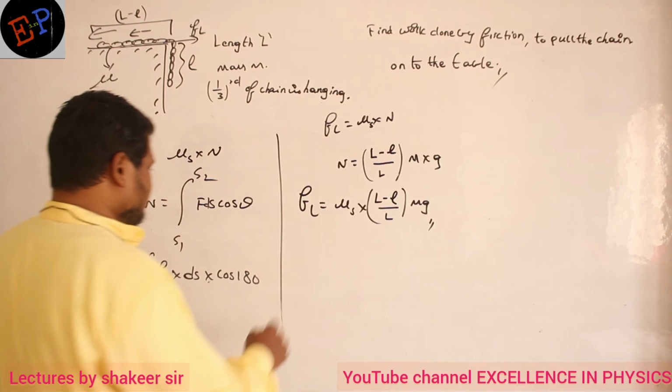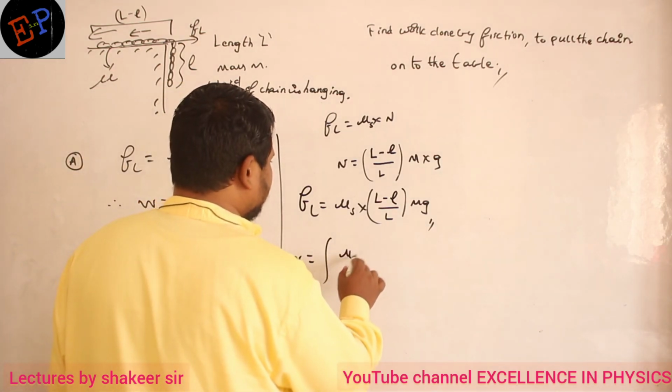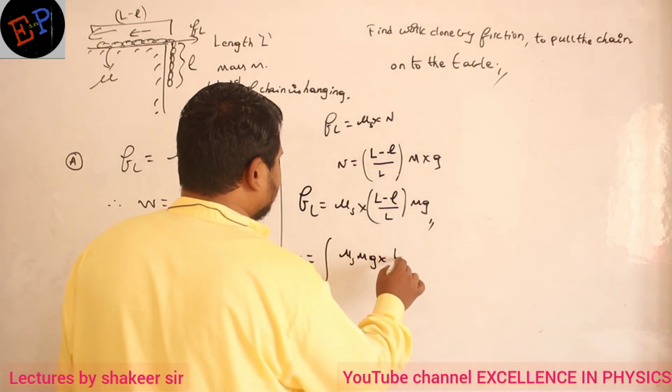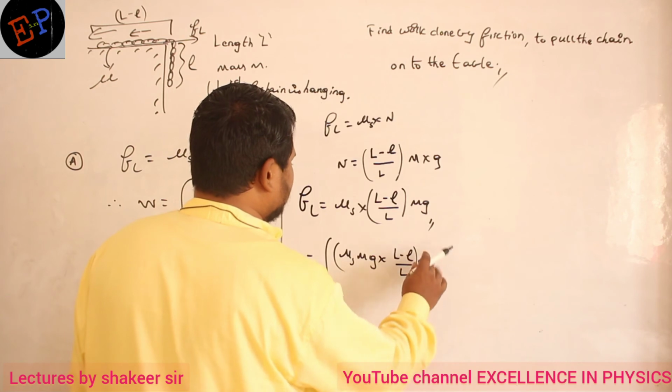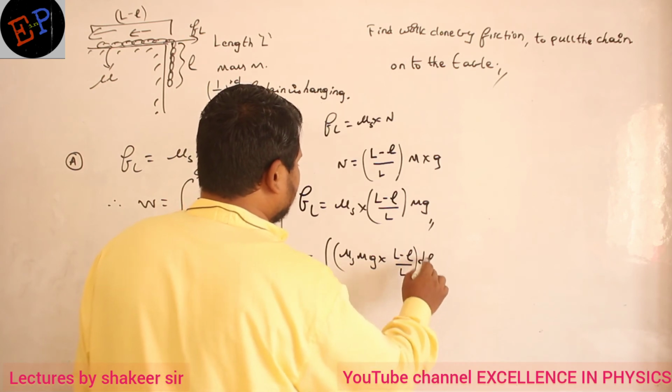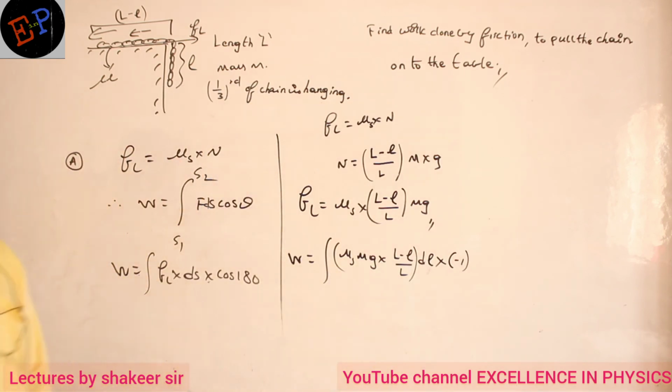Fine. Now let us do the calculation. Work done is equal to the integration of the friction force. So mu s mg multiplied by (L minus l) divided by L, multiplied by dl. dl multiplied by cos 180, whose value is minus 1. Okay, that's all.